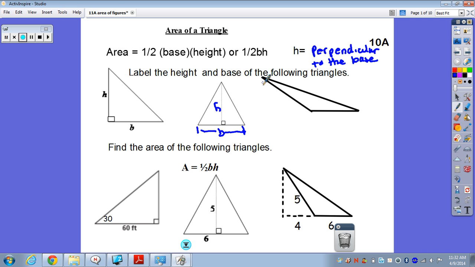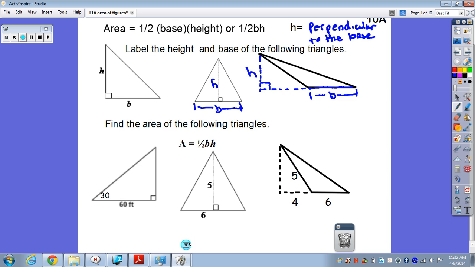And then the hardest one is an obtuse triangle. You're going to have to draw in the height. So we need a right angle. So the only way to draw the height or the altitude is here. So this is the height, and then the base, though, is still the base of the triangle. So you always need the base to be on a side of the triangle.